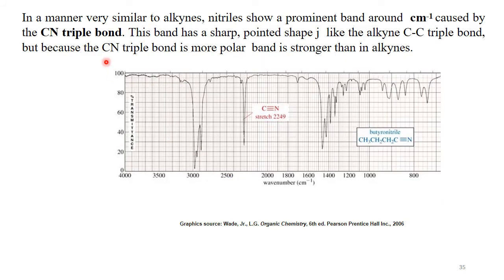In a manner very similar to alkynes, nitriles show a prominent band around 2250 centimeter inverse caused by the CN triple bond. This band has a sharp, pointed shape like the alkyne CC triple bond, but because the CN triple bond is more polar, the band is stronger than in alkynes. Here it is shown, the sharp band of the CN triple bond.